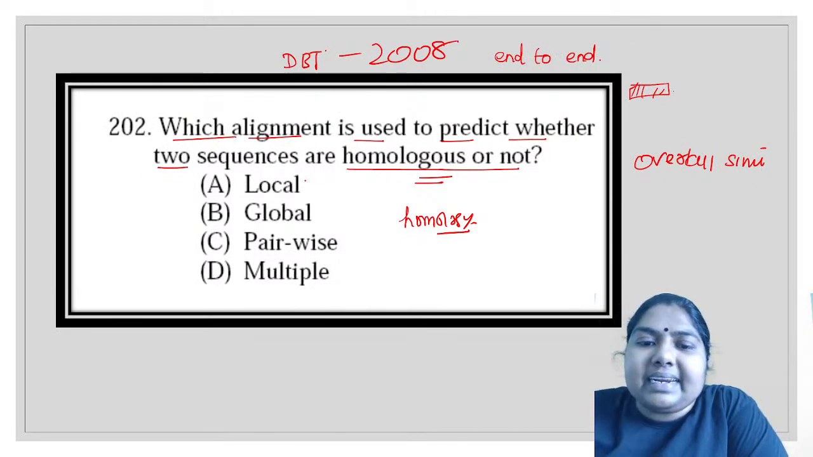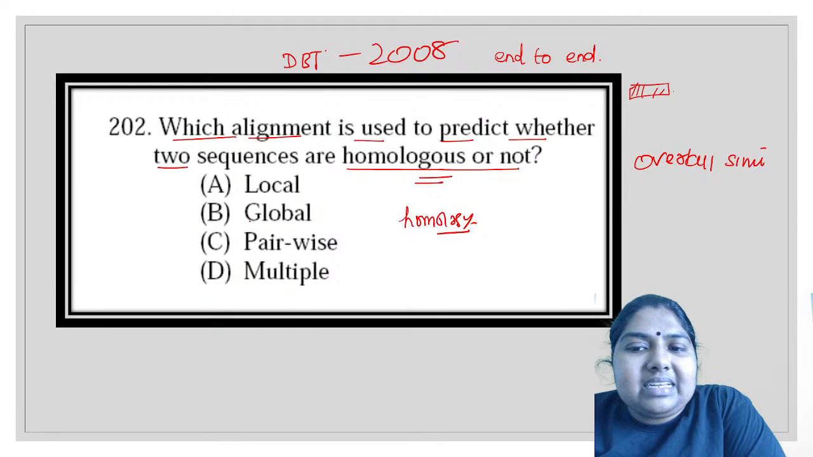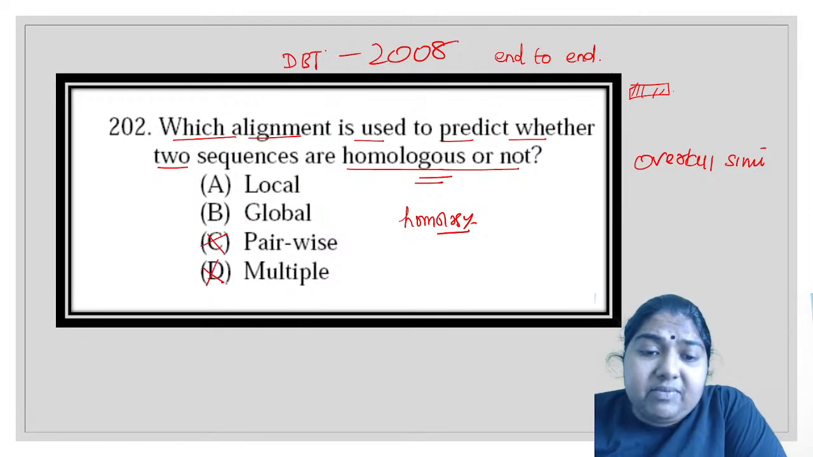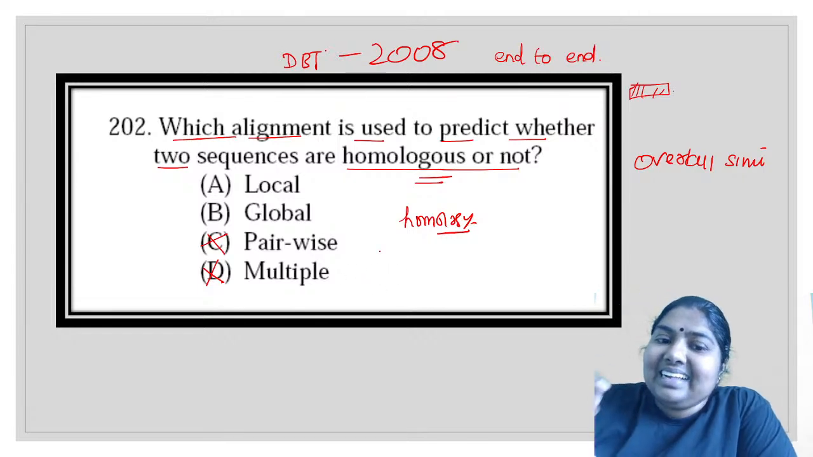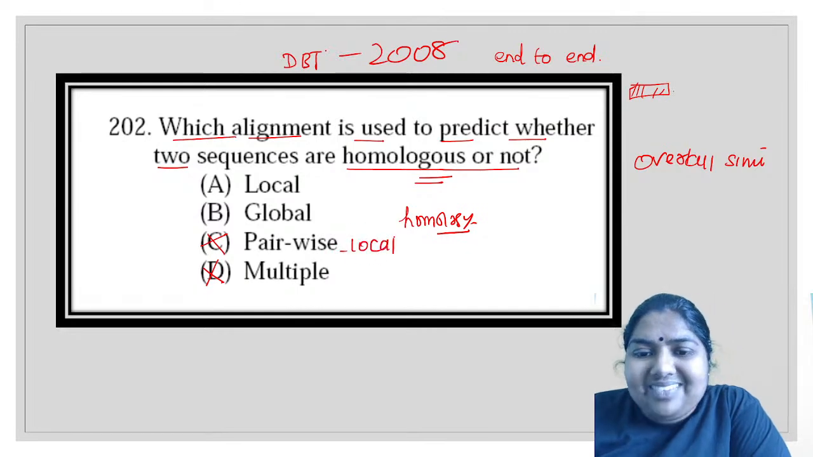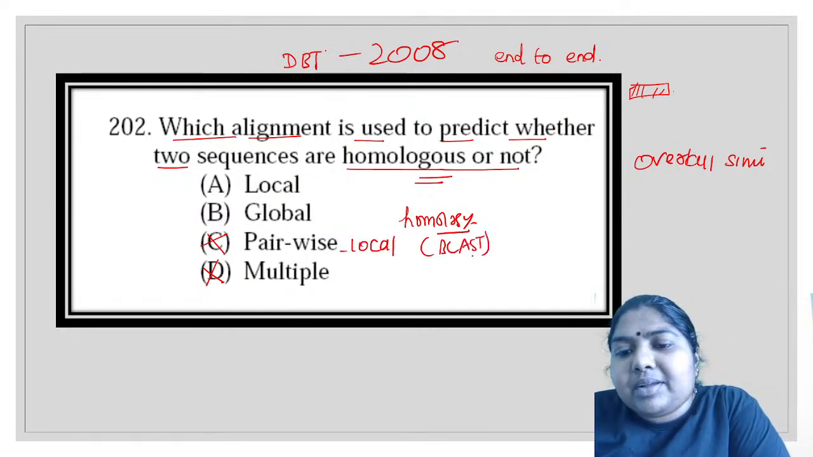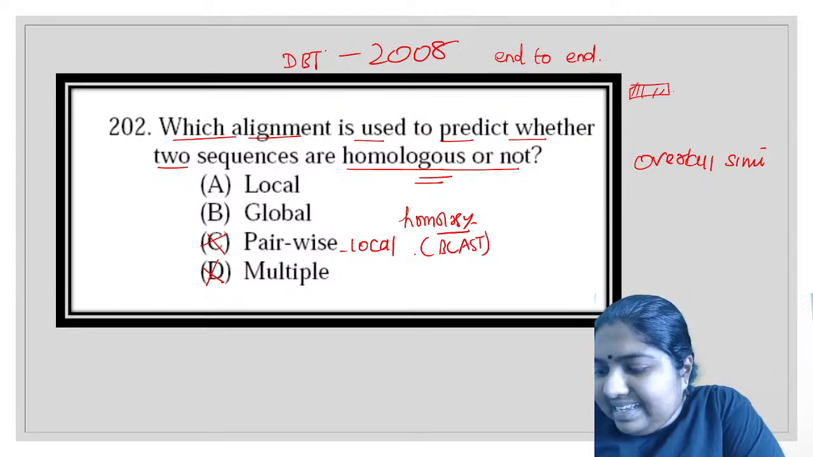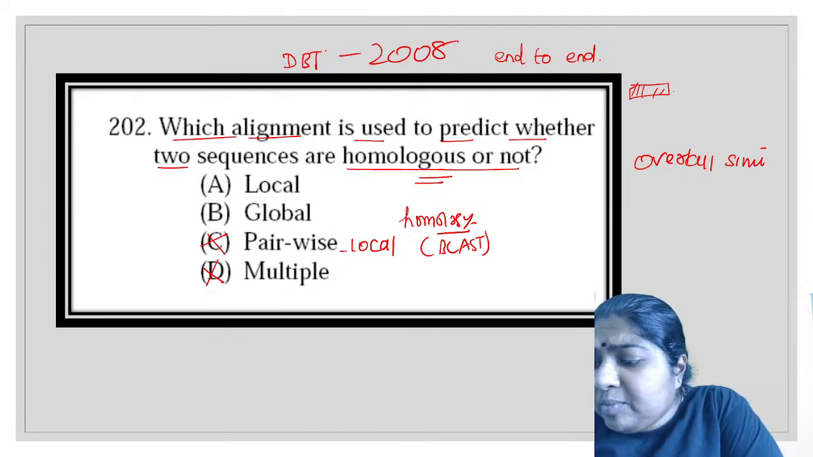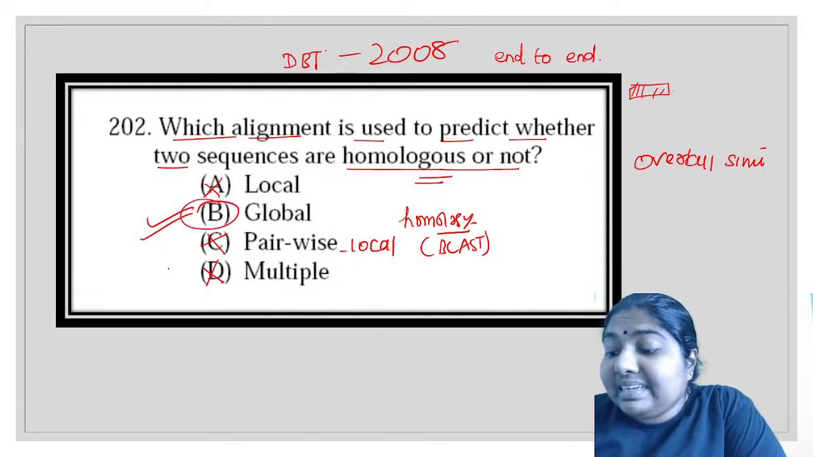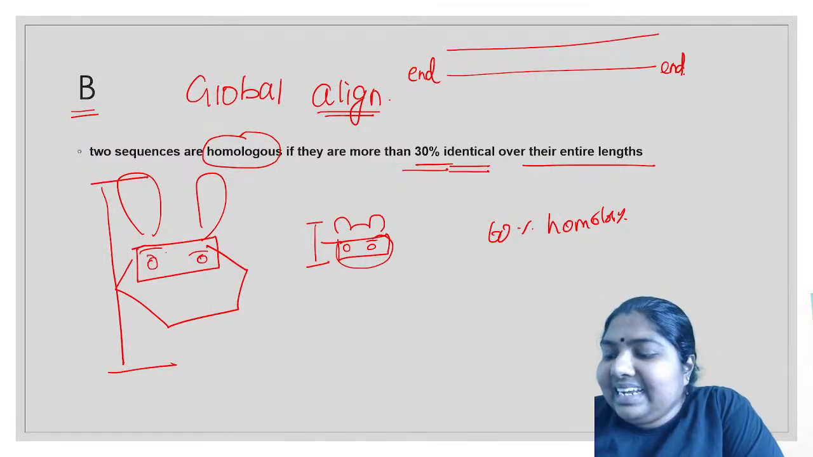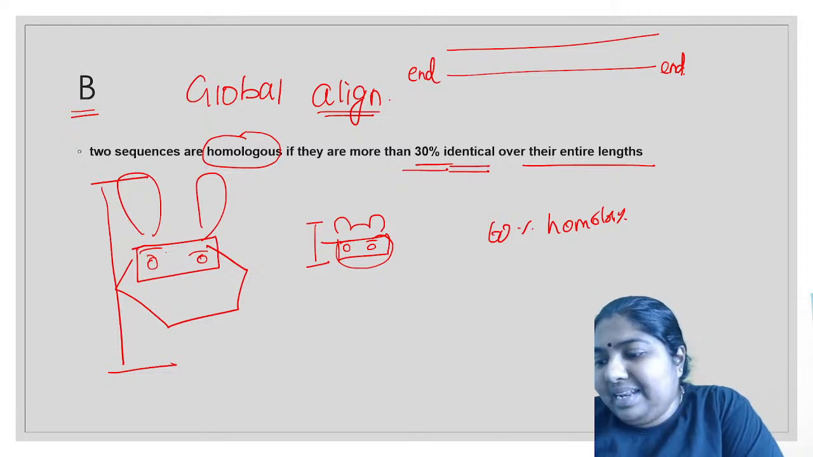Local means any restricted amount I can take. So pairwise and multiple doesn't convey much sense, because this is all coming under local only. If I do pairwise, it is BLAST, and BLAST again comes under local only. Got the point? So everybody in the class, did you get it? Why is global the correct answer? Because it is the overall similarity. It is not about the tidbits that you create, but the overall similarity.